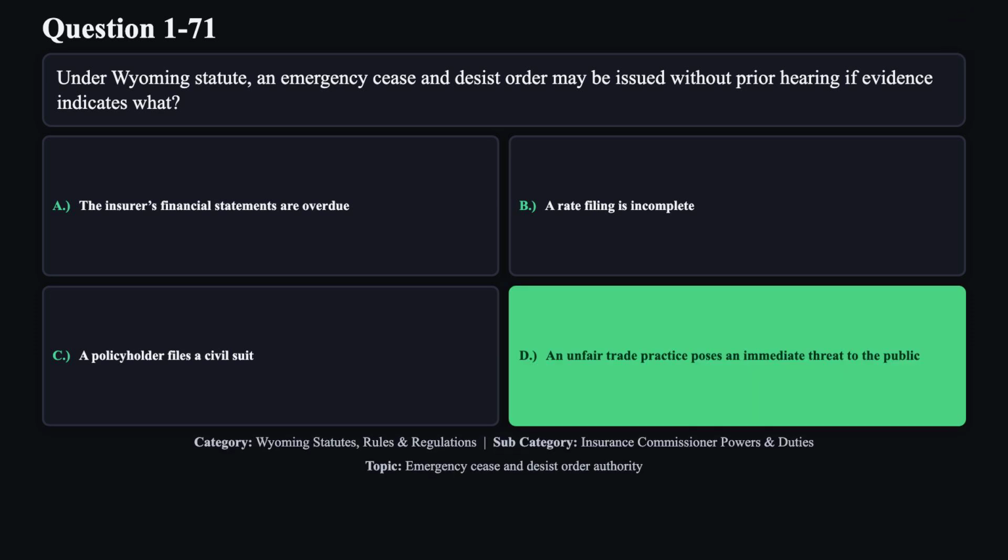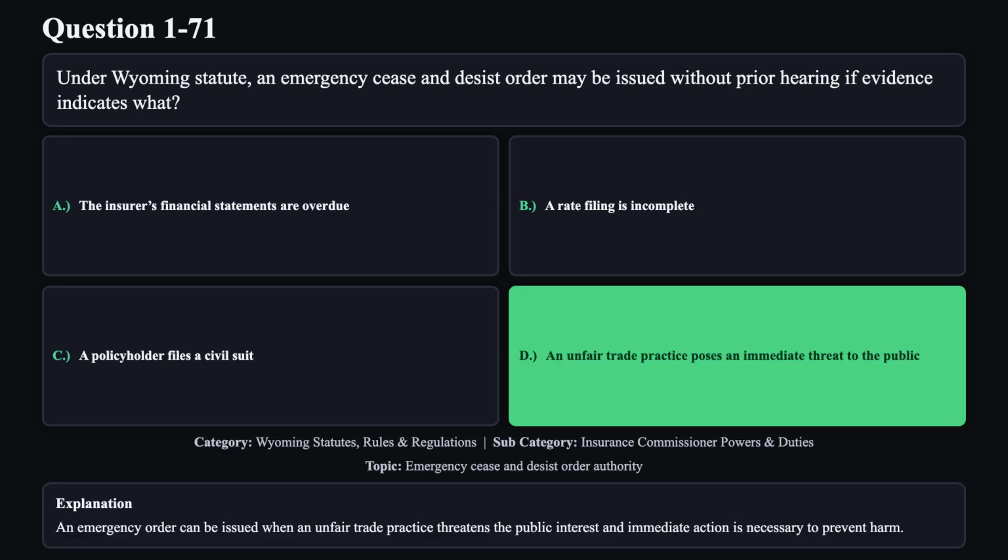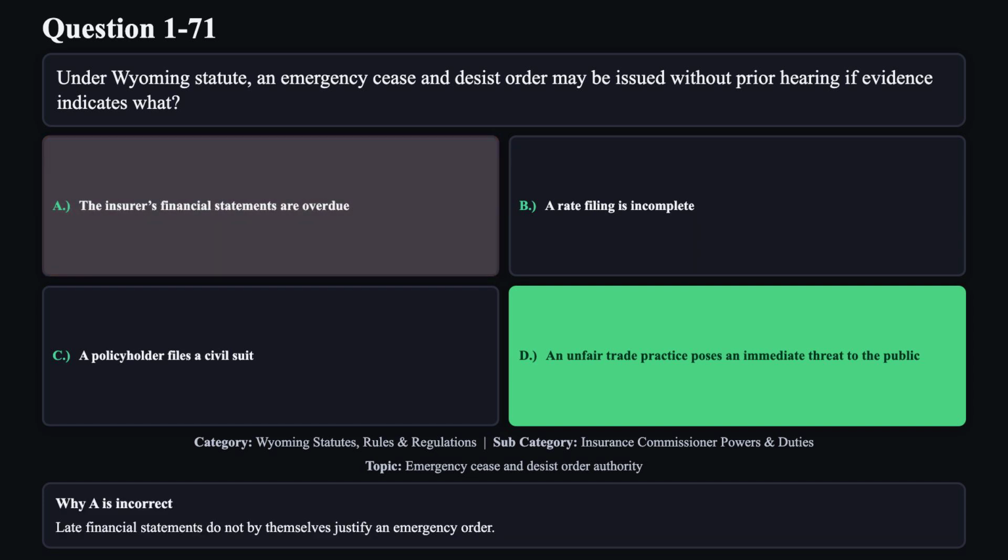The correct answer is D. An emergency order can be issued when an unfair trade practice threatens the public interest and immediate action is necessary to prevent harm. Reason A is not correct. Late financial statements do not by themselves justify an emergency order.